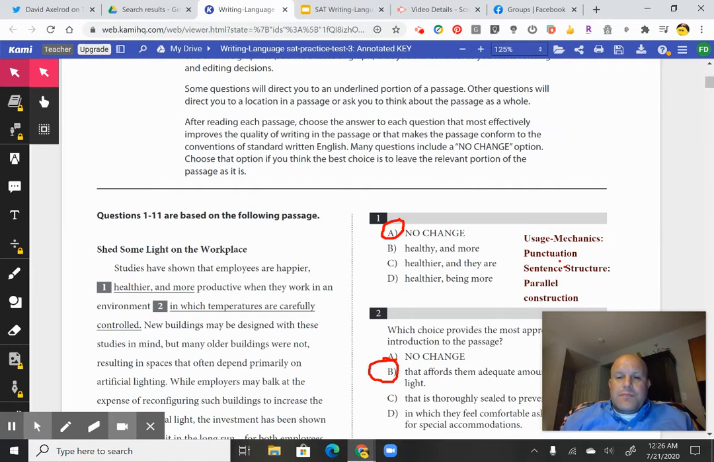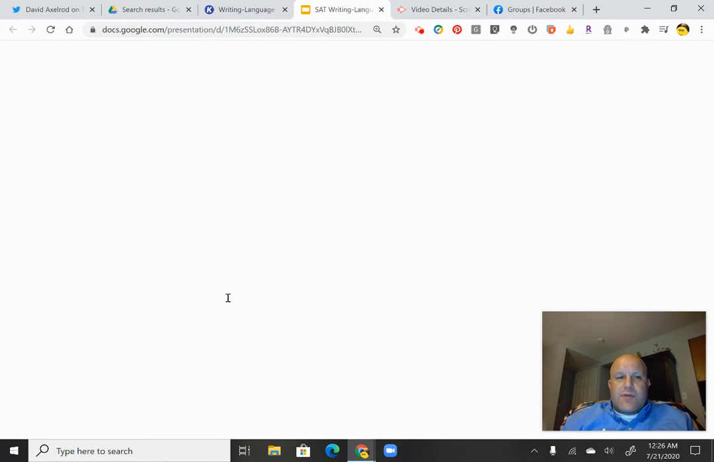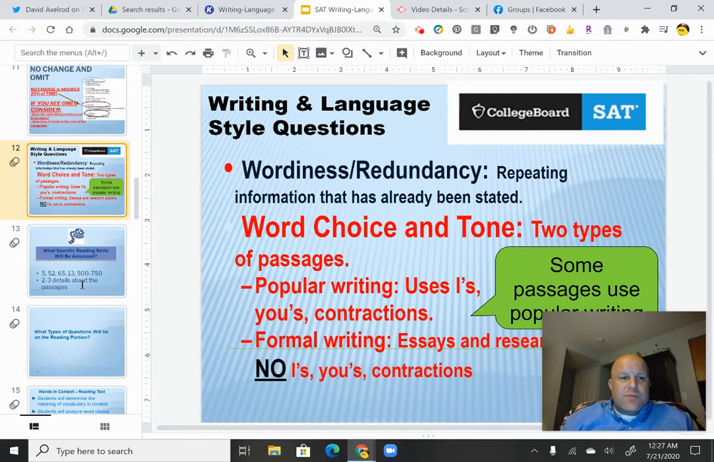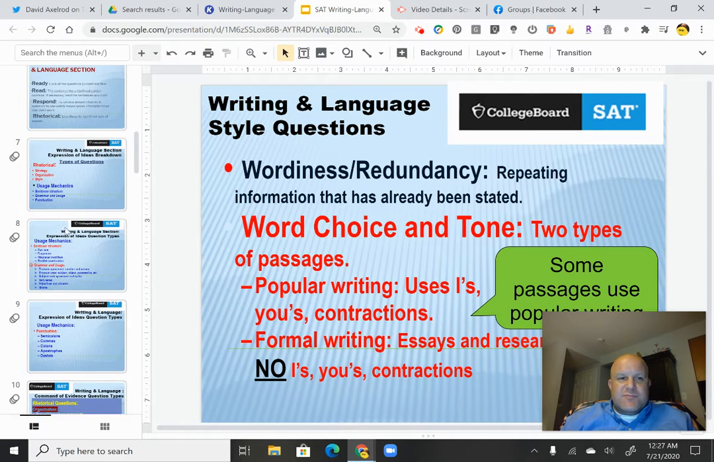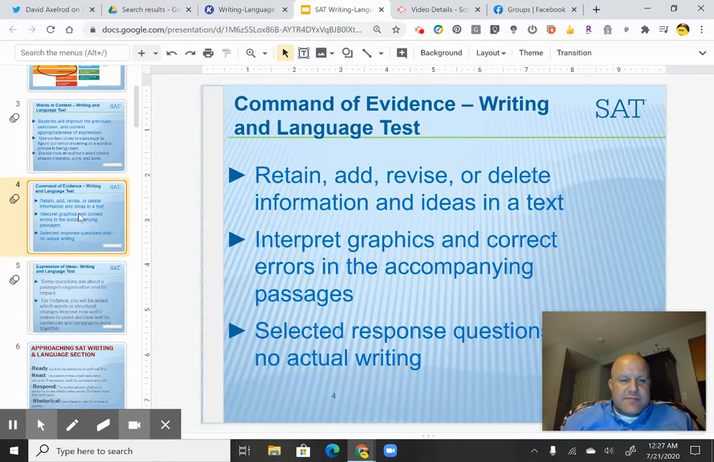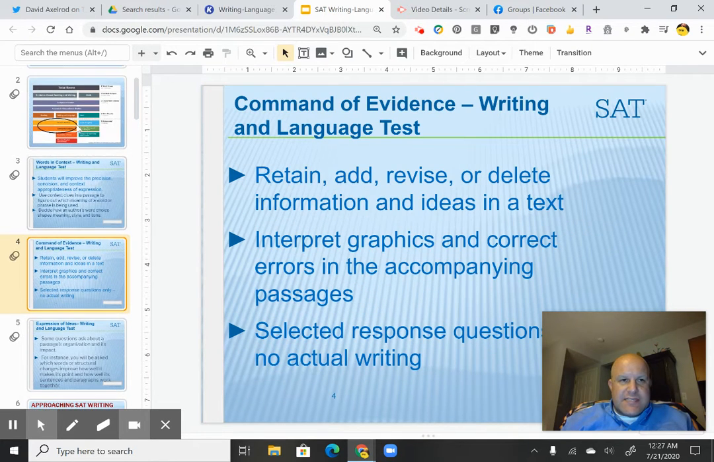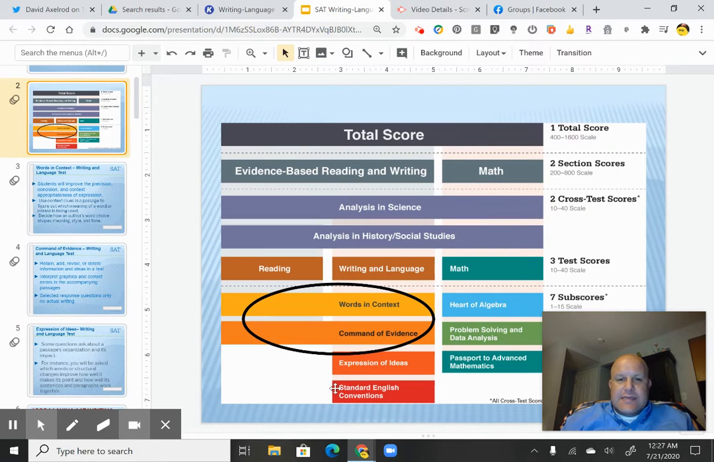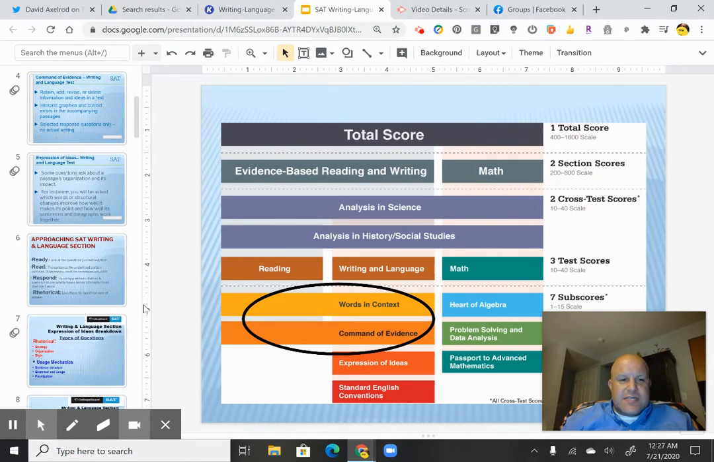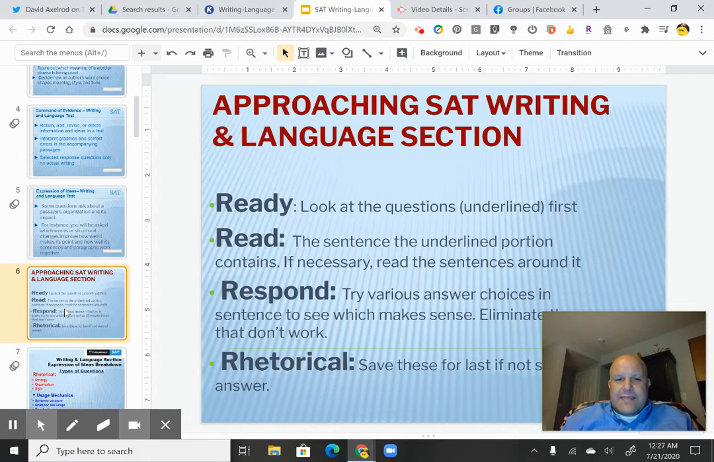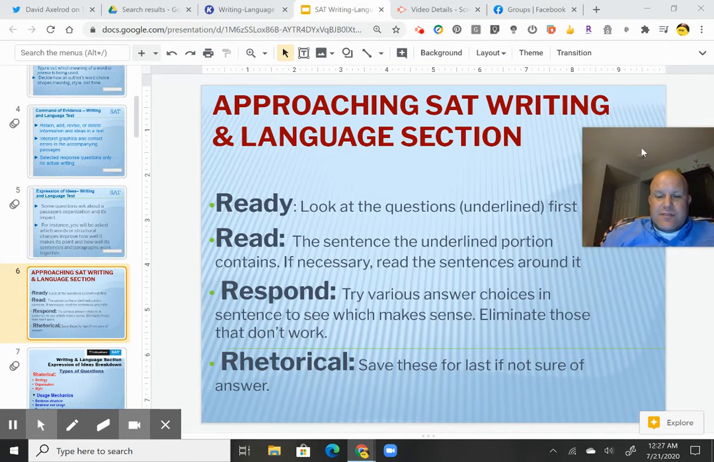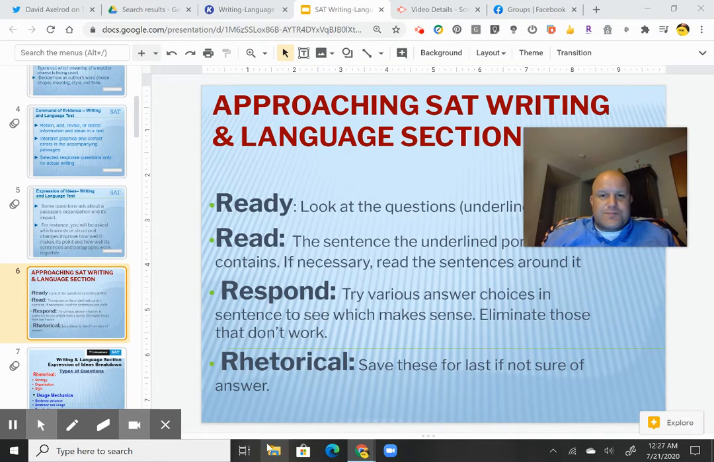So, in the previous video, we talked about the different types of writing and language questions that you would see. I was pretty general about that in terms of the general idea about command of evidence, words in context, expression of ideas, standard English conventions. Then I broke down the different types. You can look back at that, remembering to look at the questions first, read the underlined portion that it contains, respond, trying the various answer choices, and saving the rhetoricals for last if they're more difficult for you or you're not sure. So I want to give you some specifics in this video segment.